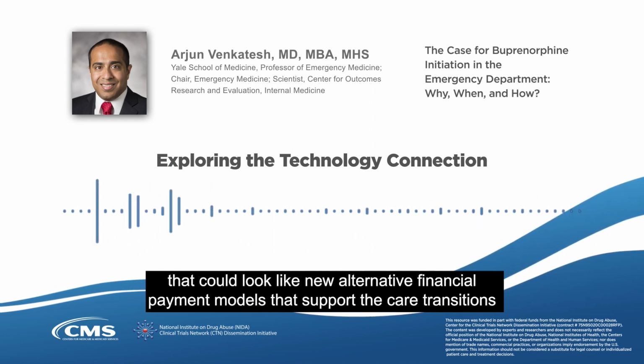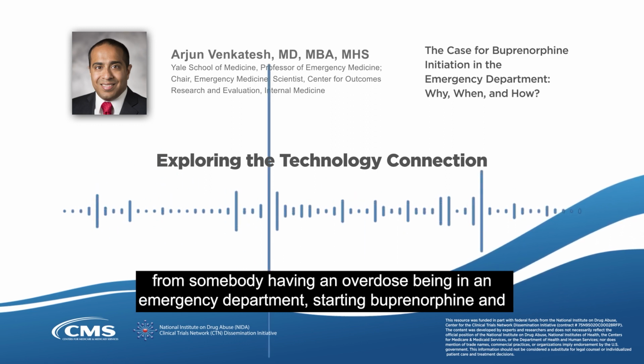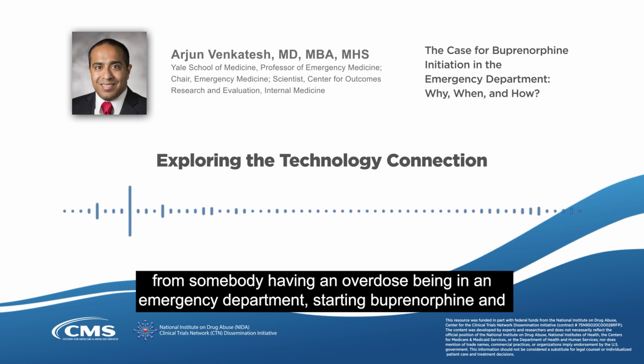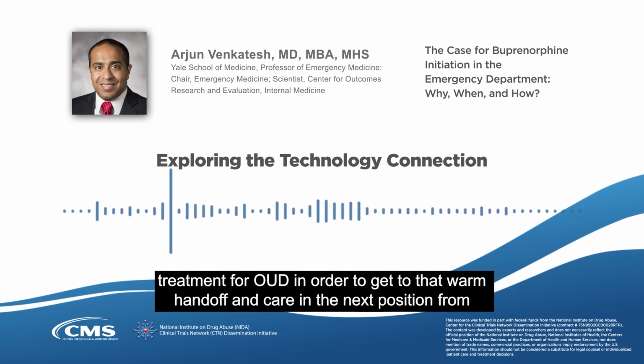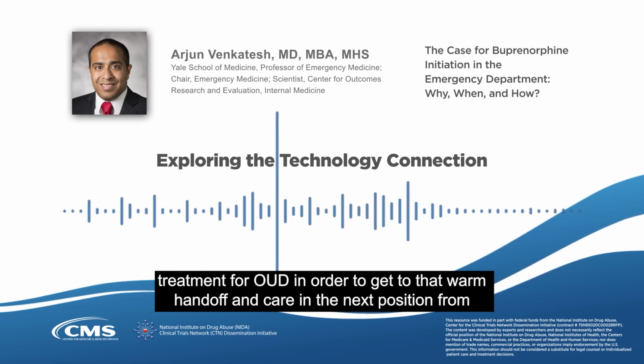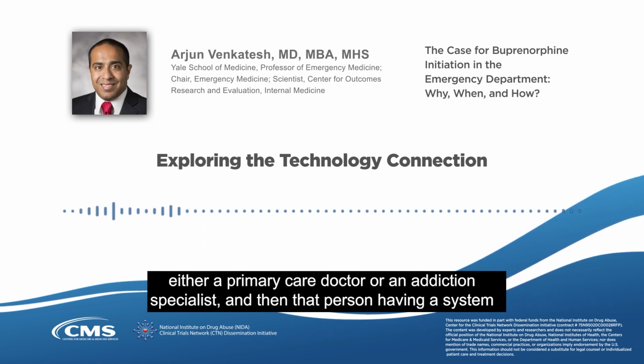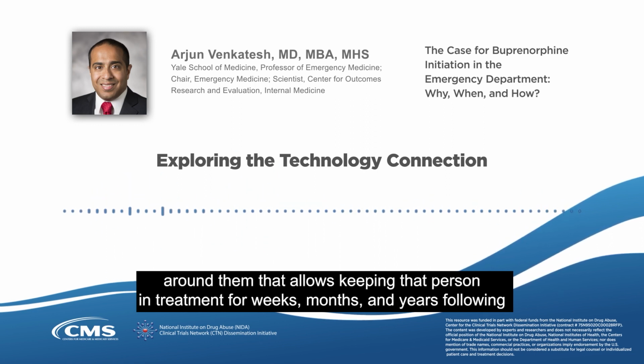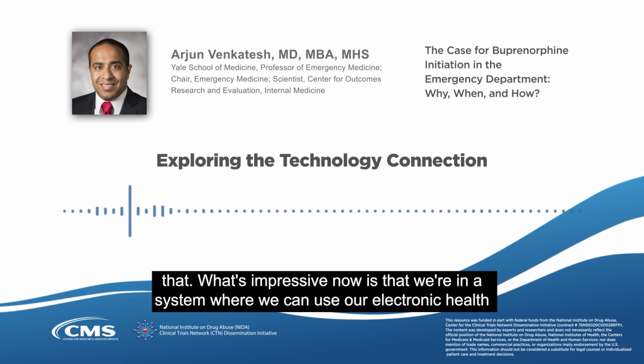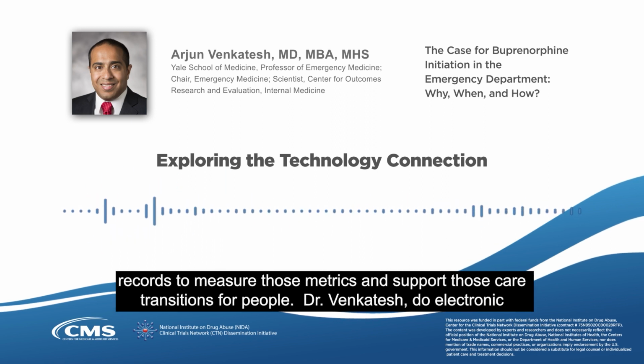And so that could look like new alternative financial payment models that support the care transitions from somebody having an overdose, being in an emergency department, starting buprenorphine and treatment for OUD, in order to get to that warm handoff and care in the next position from either a primary care doctor or an addiction specialist. And then that person having a system around them that allows keeping that person in treatment for weeks, months, and years following that. What's impressive now is that we're in a system where we can use our electronic health records to measure those metrics and support those care transitions for people.